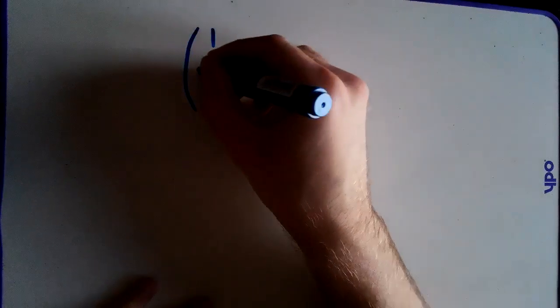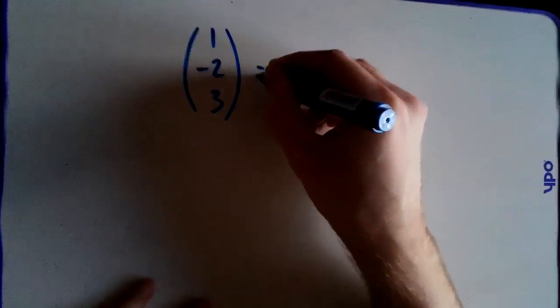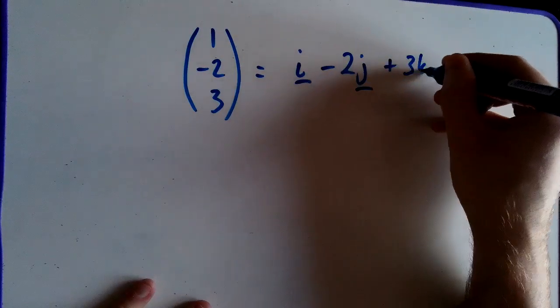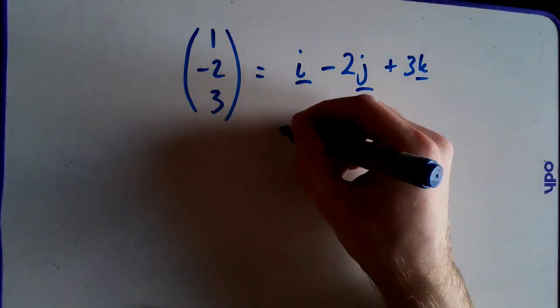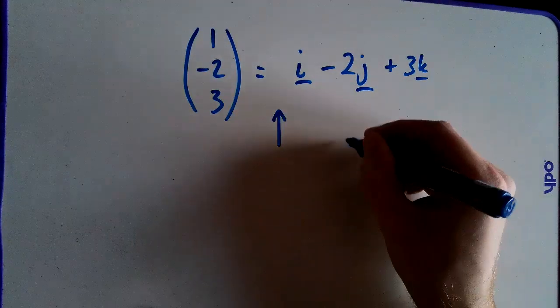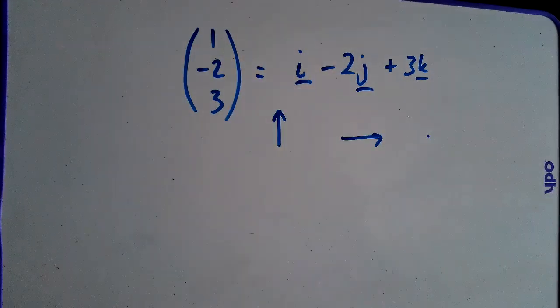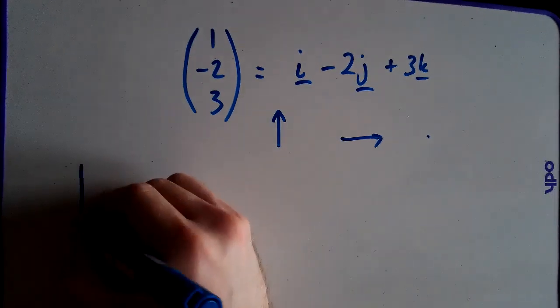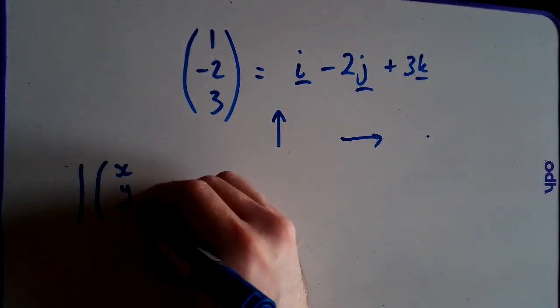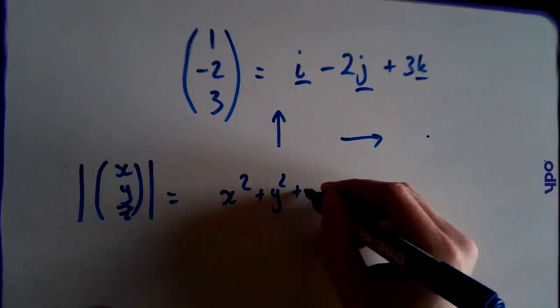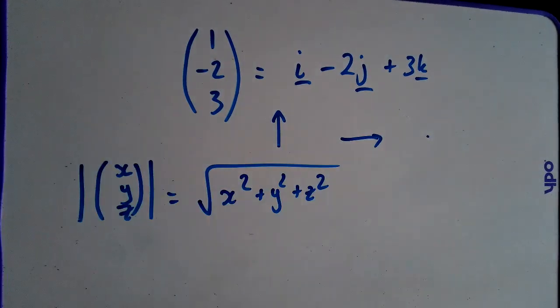Okay, so you know that you can write a vector, like (1, -2, 3), as 1i minus 2j plus 3k. I just means 1 up, j means 1 across, and k would mean 1 out, so coming towards me. Now we know that to get the magnitude of a vector, we square them all, add them together, and square root.